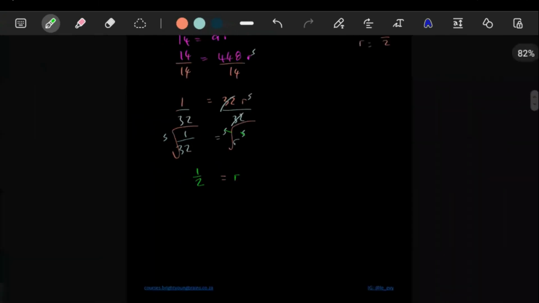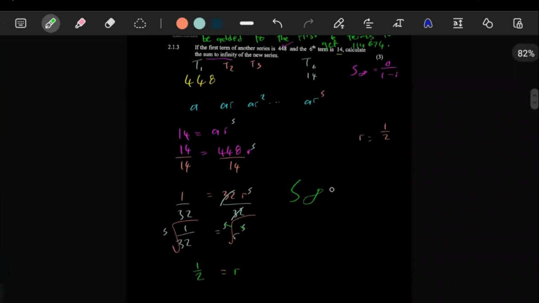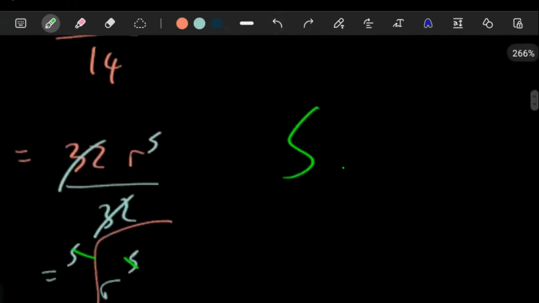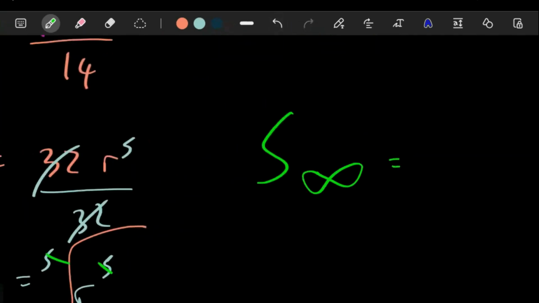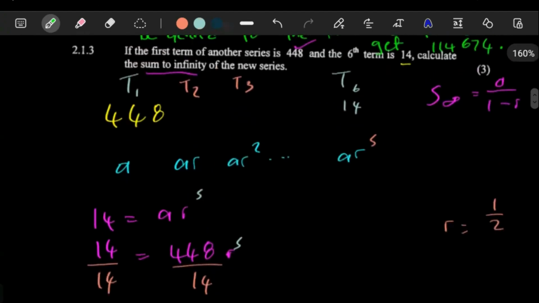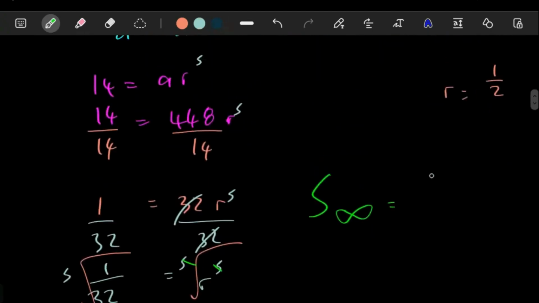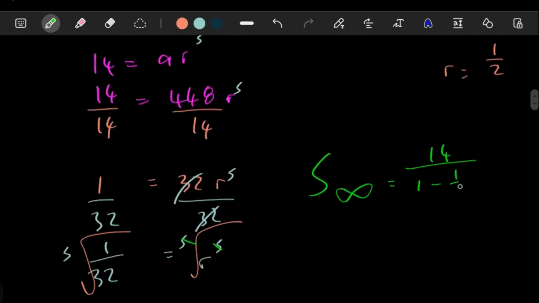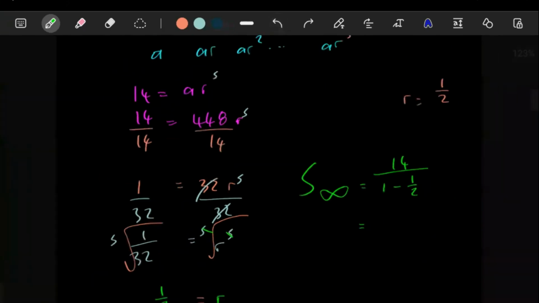R is a half. So the sum to infinity is going to be, how do I write my infinity symbol now? Writing infinity is quite hard, eh? Anyways, A is 14. R is a half. And then we have here 14 divided by a half. That's like 28. Is it? No, bro, that's so wrong. This answer looks wrong.